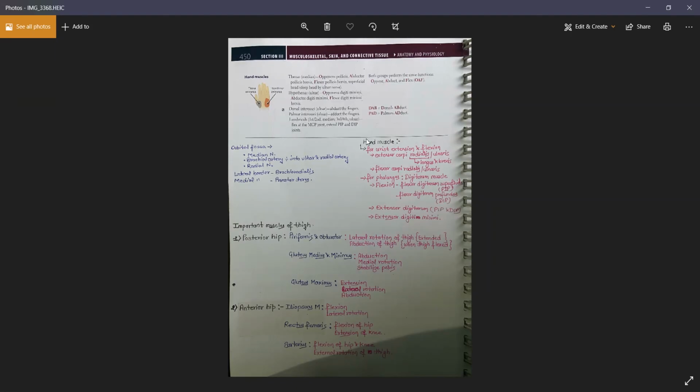For wrist extension and flexion, you have the carpi muscles: the extensor carpi radialis and the extensor carpi ulnaris. Similarly, the flexor carpi radialis and the flexor carpi ulnaris. We have discussed these muscles.